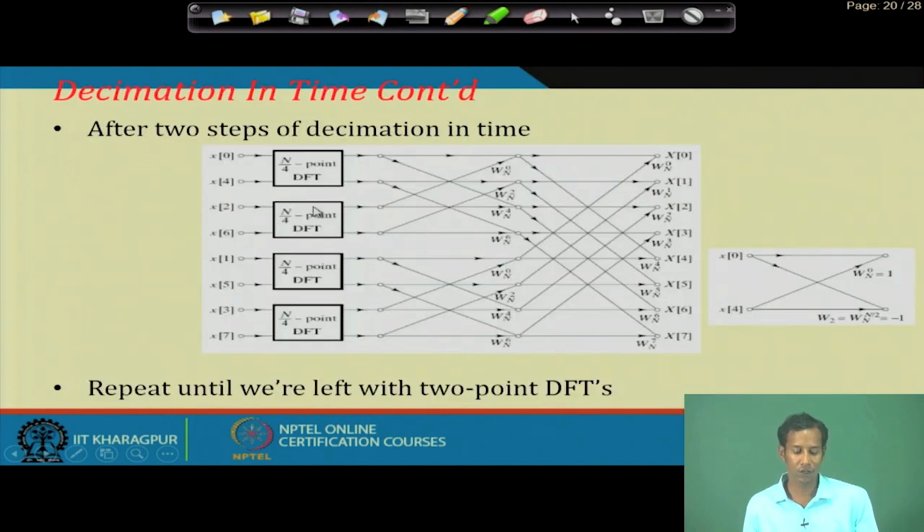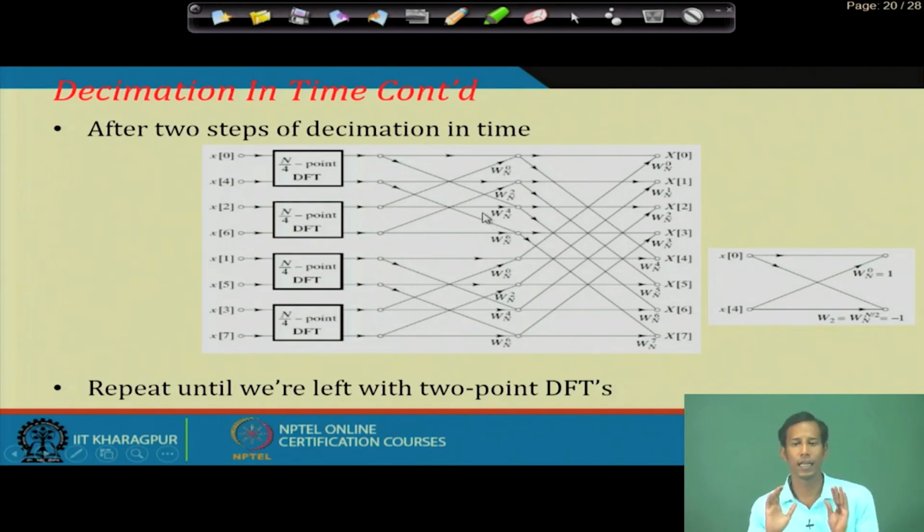Now, depending on this radix 4 DFT in decimation in time, what we have considered in this n by 4 point DFT are x 0, x 4, x 2, x 6, x 1, x 5 and x 3, x 7. Here we are doing this butterfly operation, which is nothing but the twiddle factor multiplication, which comes because of e to the power j 2 pi by n.